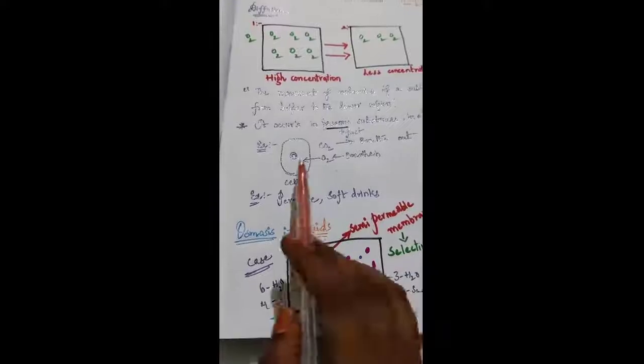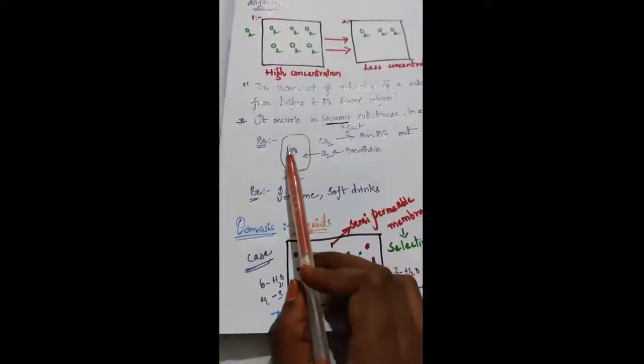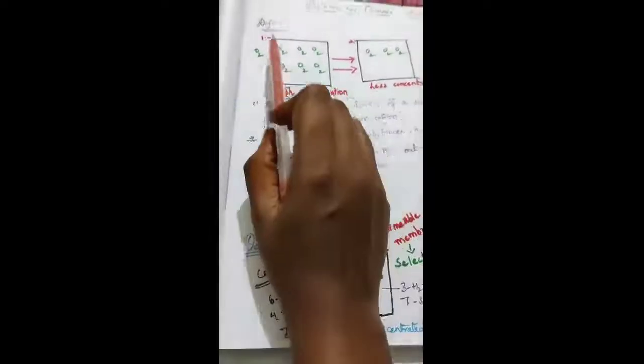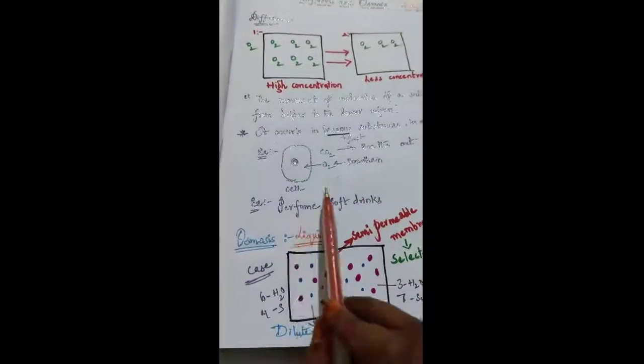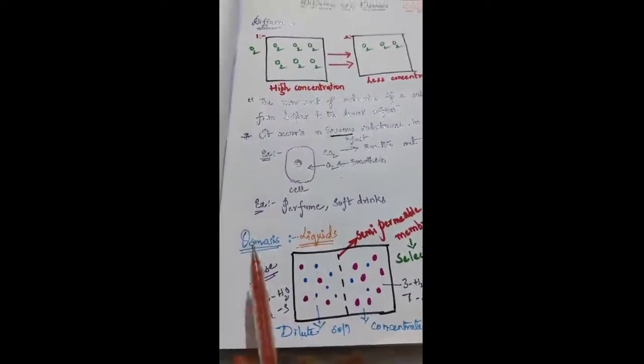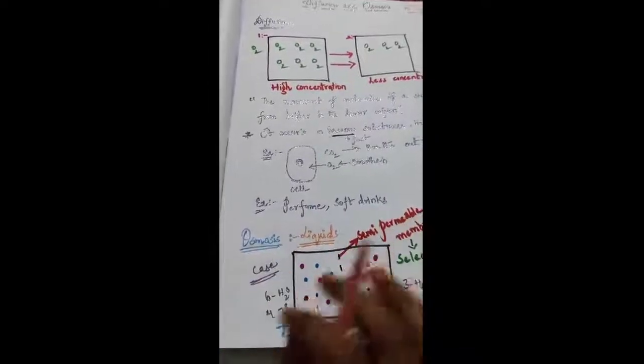In our body, in our cell, when you take an example, osmosis happens. This is a cell, so the gaseous exchanges will happen by the process called diffusion, whereas some nutrients will enter into the cell because of the osmosis process, like food molecules or some liquid substances, minerals, everything will enter into the cell by the process called osmosis.